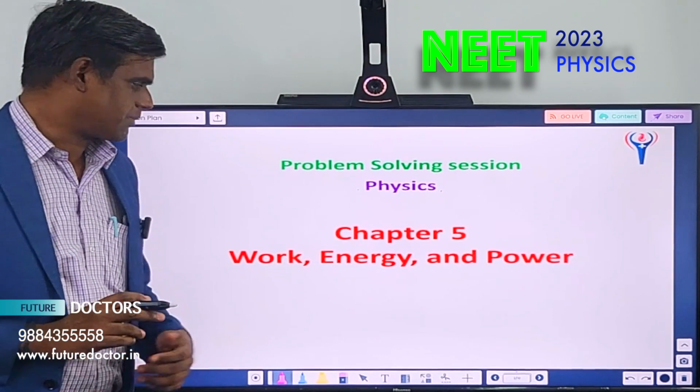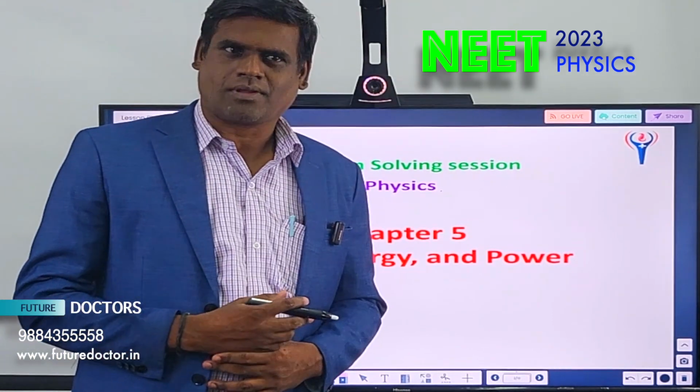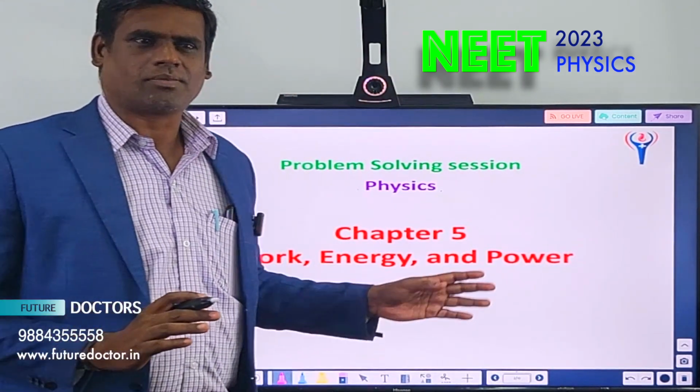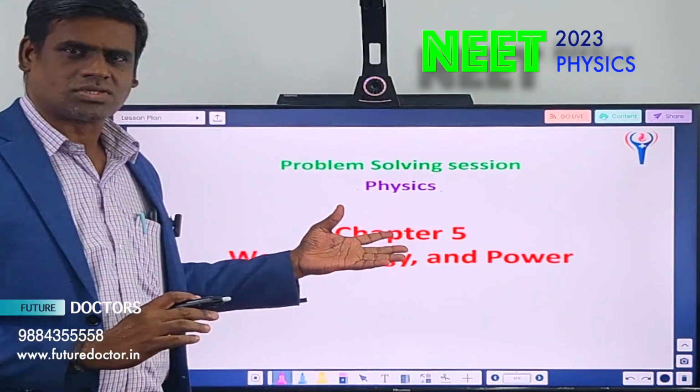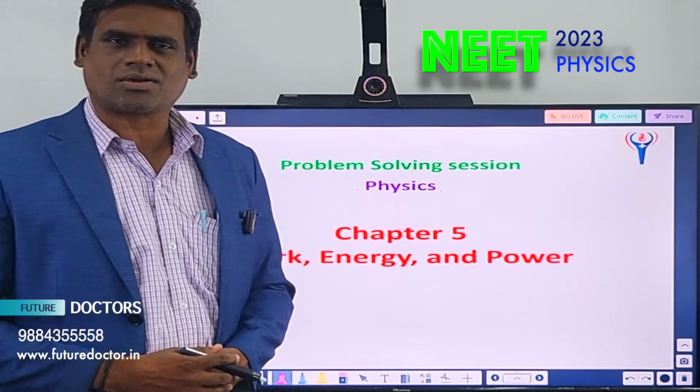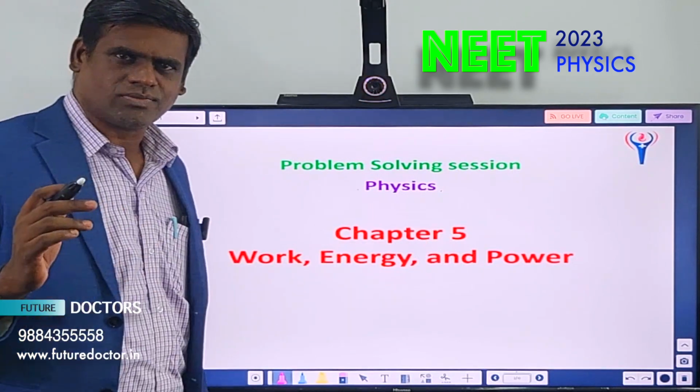Topic chosen today is from Chapter 5, Work, Energy and Power. And today is not a problem solving session, but a problem questionnaire session. That is, 7 questions will be covered in this session. Next session only we will solve the solutions for these questions. Let's move to question number 1.